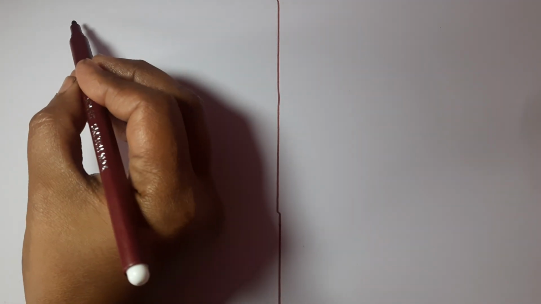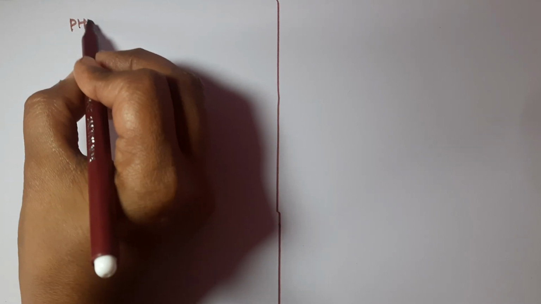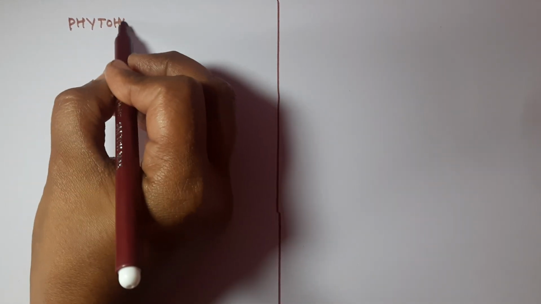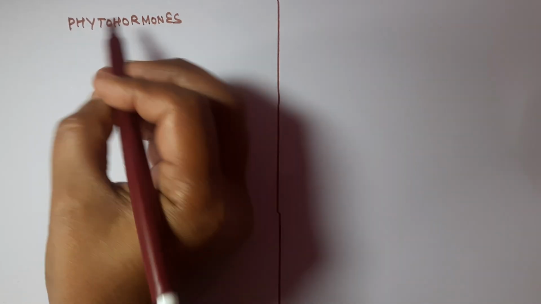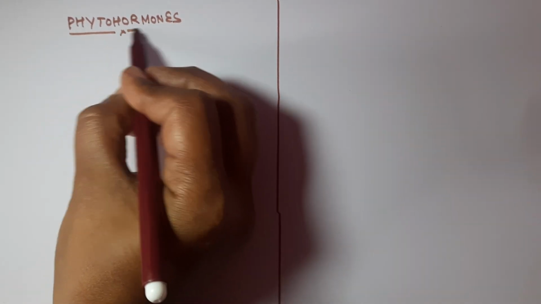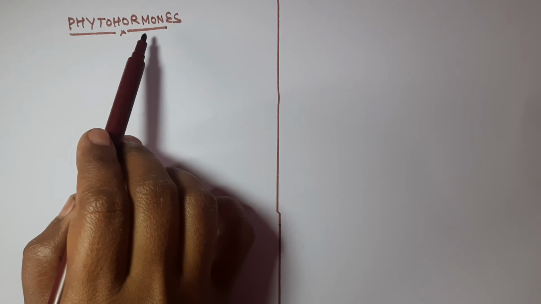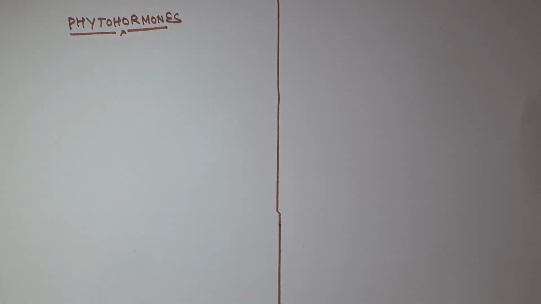Hello friends, so today in this topic I'm going to talk about my favorite topic, that is the phytohormones. Okay, and as I say, it is the beauty of biology that sometimes with the words only you are going to understand what it means. So phytohormones: phyto means plant, and they are the hormones belonging to the plants. They are known as phytohormones.